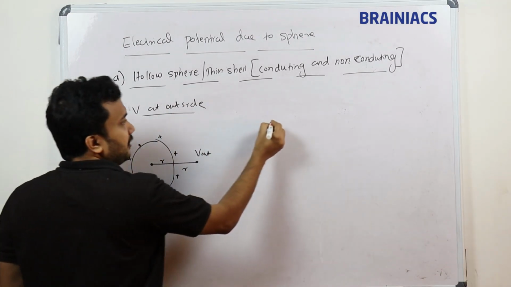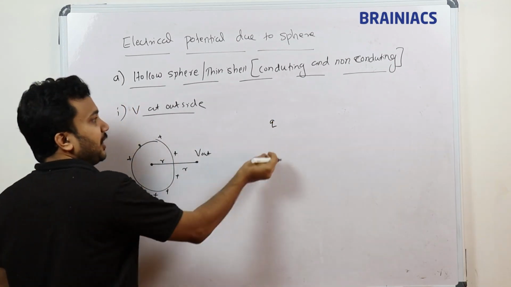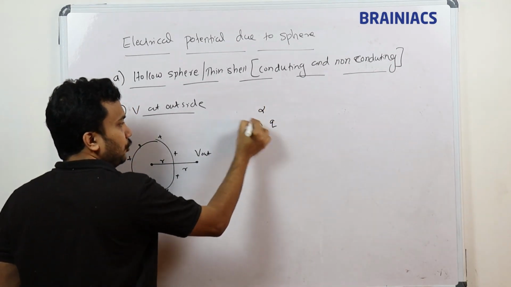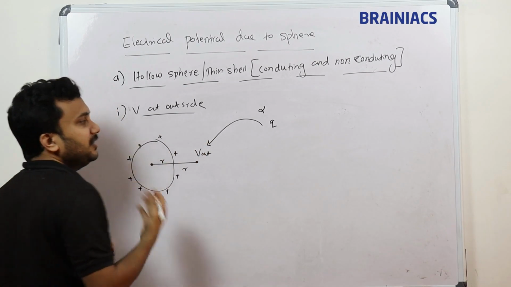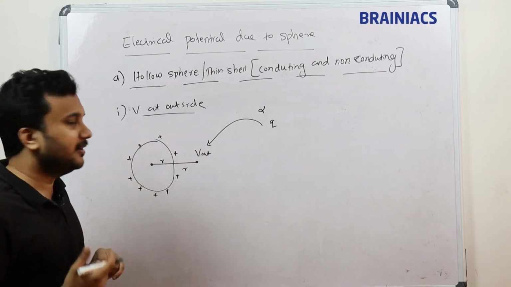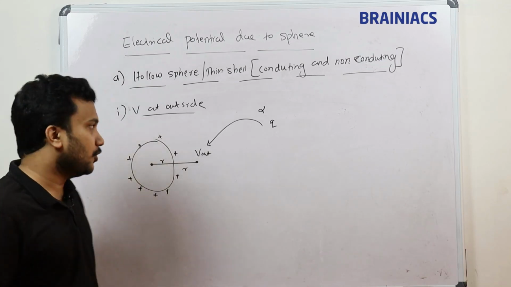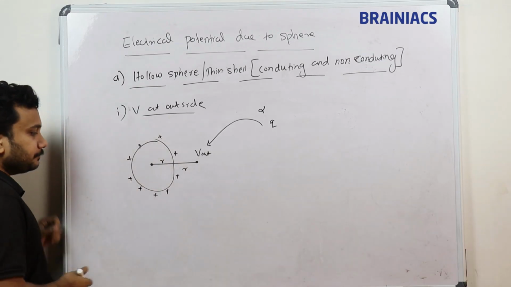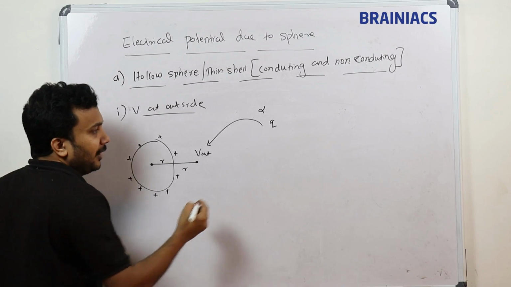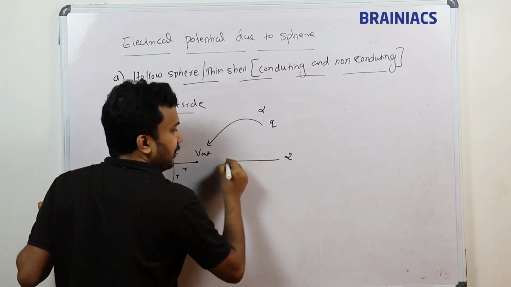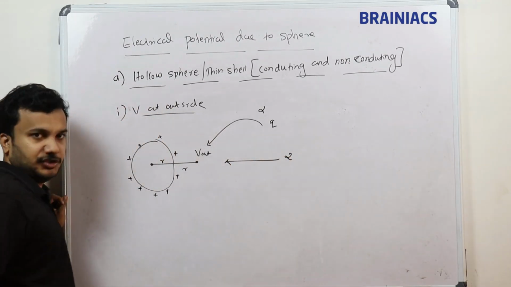Suppose the charge is Q. The charge I am bringing from infinity to this point, I am doing some work. That work divided by this moving charge is called potential. The same concept we are applying here. So we are moving from where to where? We are moving from infinity to the outside position.